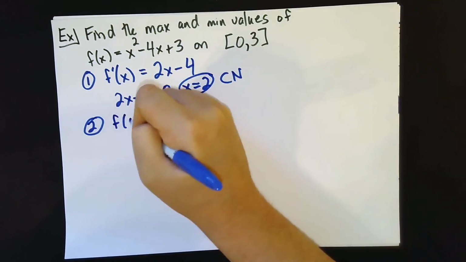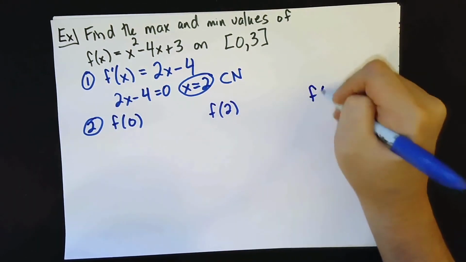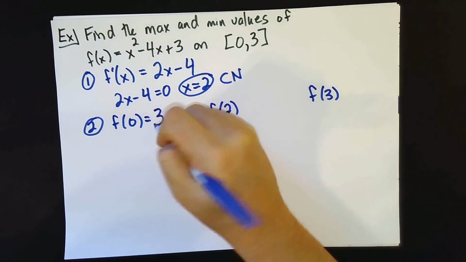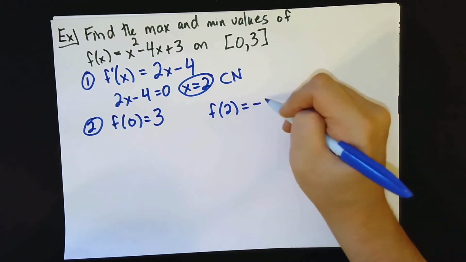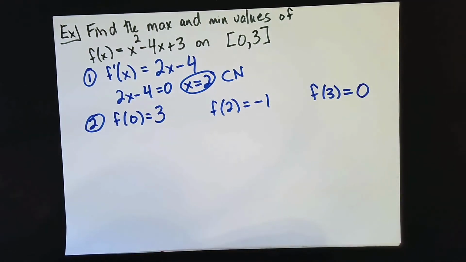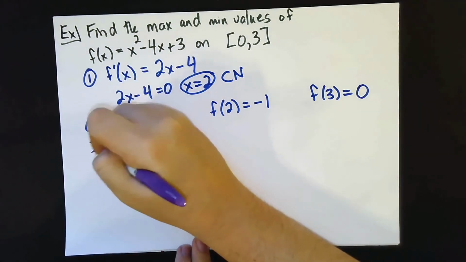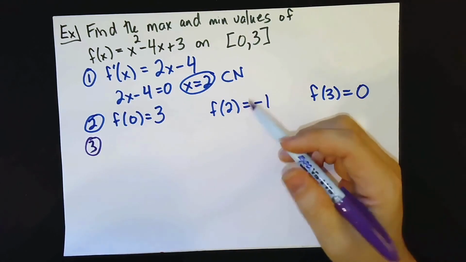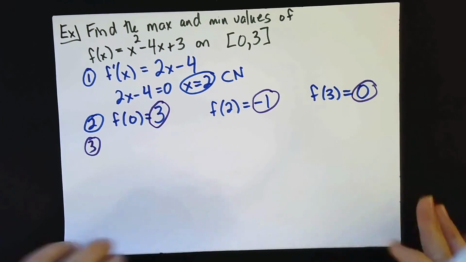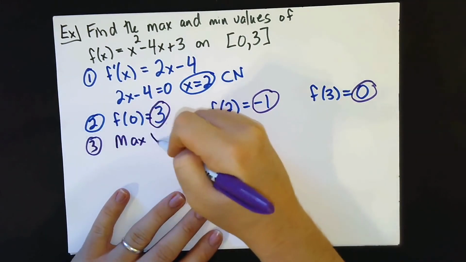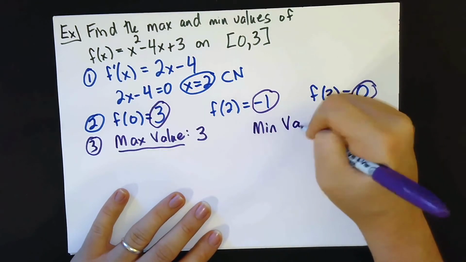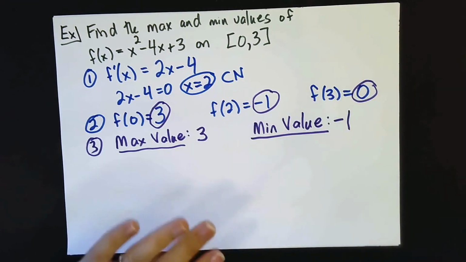And now I go ahead and evaluate the function at the two endpoints, and the critical number in the middle. F of 0 in this case is 3, f of 2 is -1, and f of 3 is 0. Now, in part 3, I look at just the outputs from the previous step, 3, -1, and 0, and I go ahead and pick out the biggest and the smallest. So the max value here is 3, and the min value here is -1.